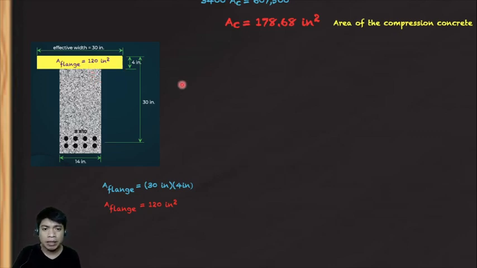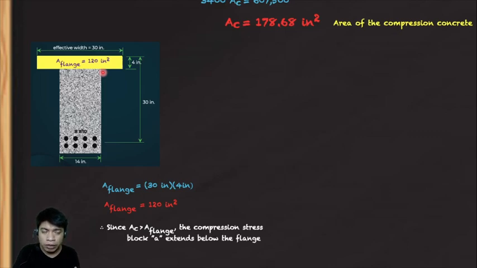So now, let's think. Does our area of compression concrete from the extreme compression fiber go beyond the flange toward the web, or is it still in the flange? Take note, guys, our area of compression concrete is already 178.68, but our area of the flange is only 120 square inches. So in other words, it should go beyond the flange. Since A_c is greater than the area of the flange, the compression concrete area extends below the flange. So the compression stress block a extends below the flange.